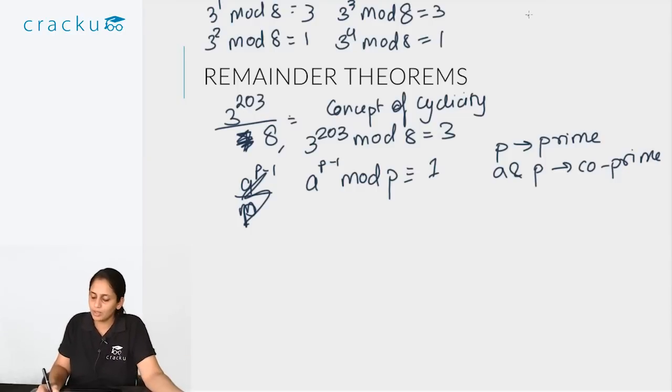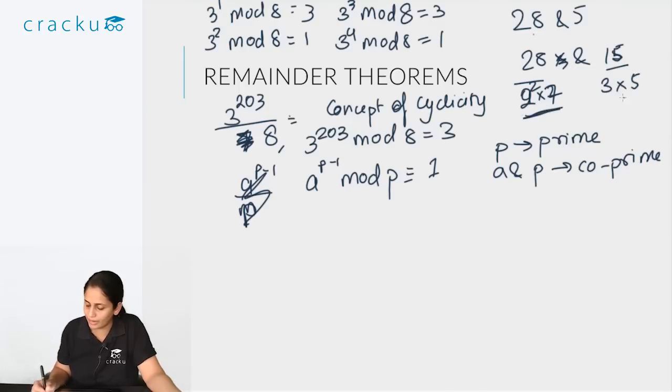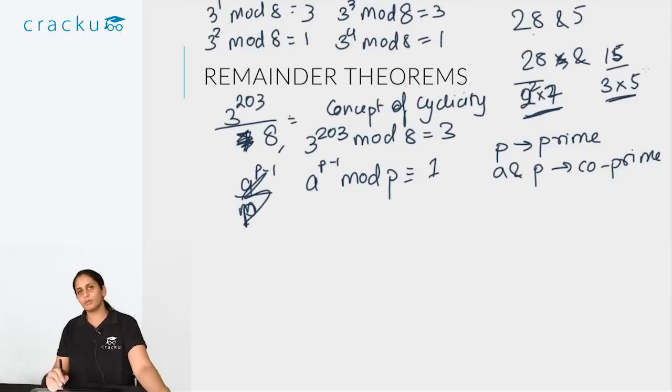So for example, 28 and 5 are co-prime to each other. It doesn't mean that 28 has to be a prime number. You can even say 28 and 15 are co-prime to each other, because this is not a prime number, and this is not a prime number, but this is essentially 2 raised to 2 into 7, and this is 3 into 5. So they have no prime factors in common. So whenever two numbers have no prime factors in common, they are co-prime to each other.